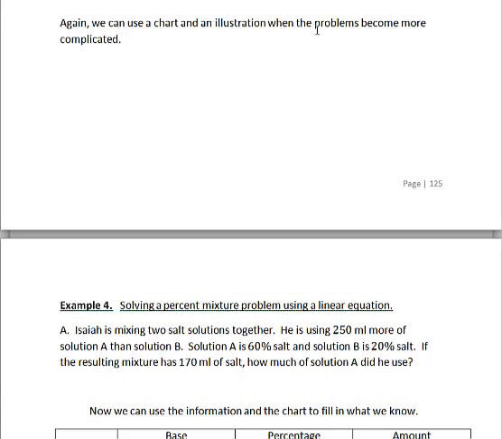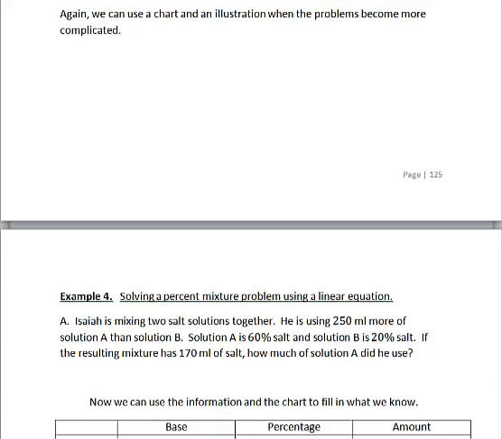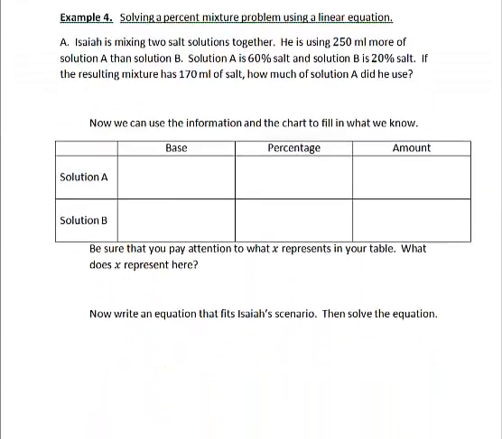Now, when the problem gets more complicated, when we have to apply that formula more than once because, say, there could be 2 solutions, then we are going to use a table as we're given here in example 4. So we have some salt solutions. We make a column for each variable in our formula: base, percentage, amount. It's important to recognize how the columns are related. Base is multiplied by percentage, and that equals amount.